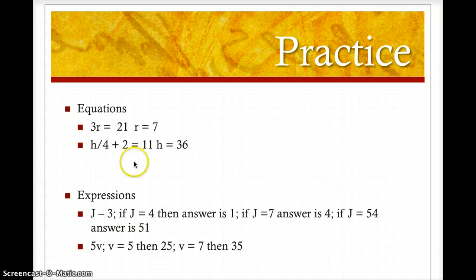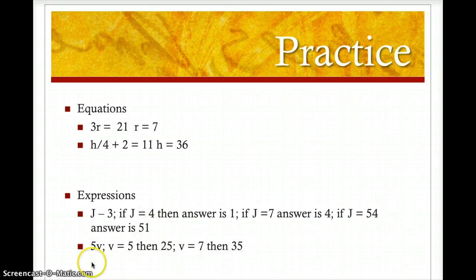Okay, we're going to get into order of operations and all that later on. We just wanted to kind of talk about equations, expressions, and variables right now, but just throw a little hint at you. So then you have expressions. So you have j minus 3. If j is 4, then the answer would be 1, because it'd be 4 minus 3. If j is 7, then it'd be 7 minus 3, so the answer is 4. And then if j is 54, it'd be 54 minus 3, so the answer would be 51.